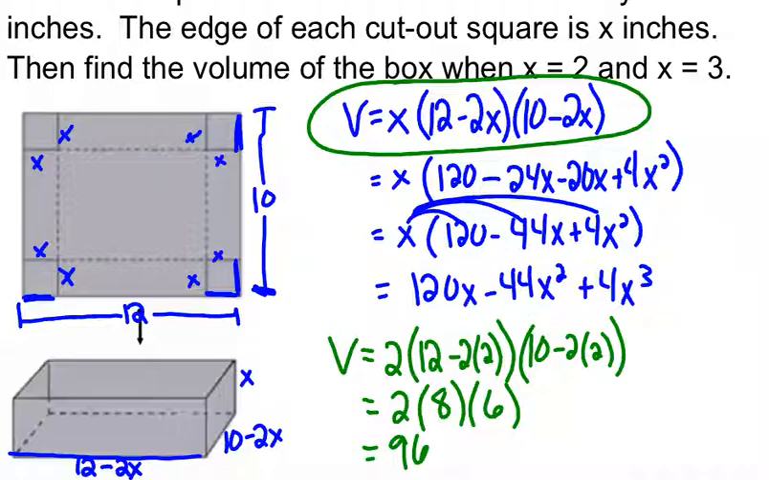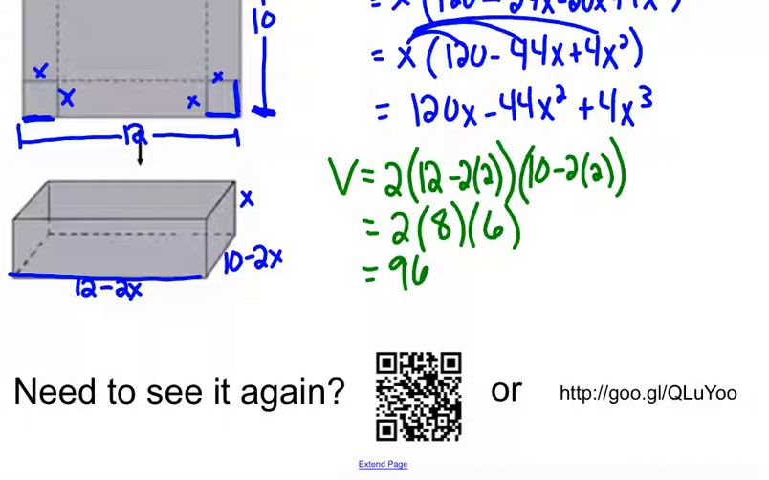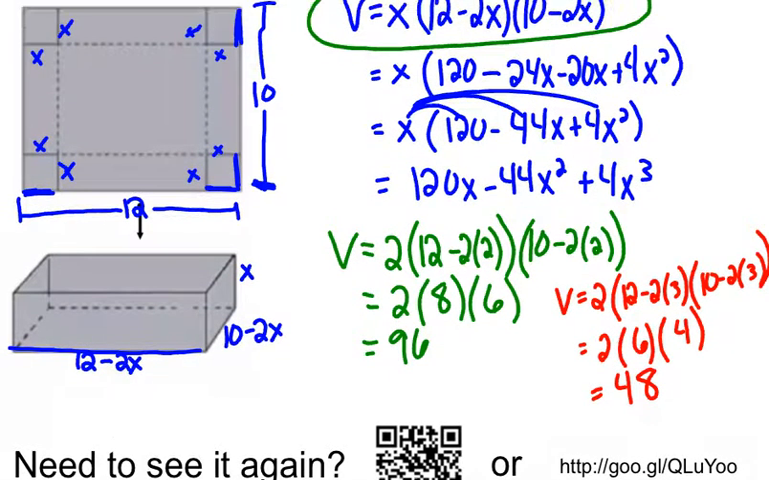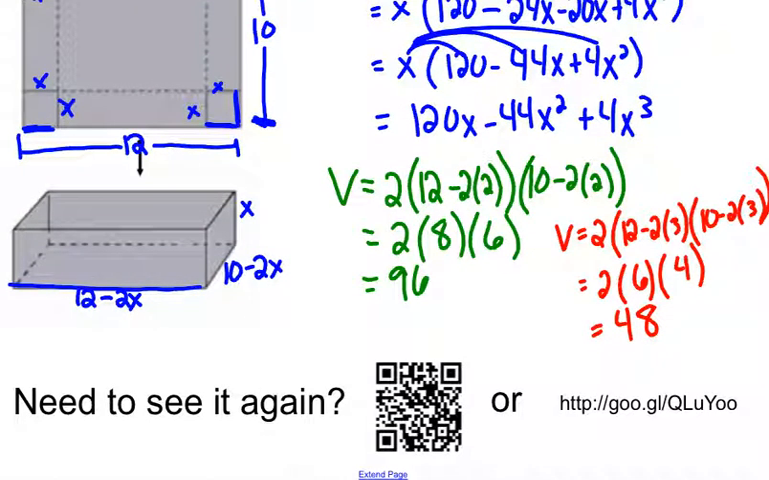Now I need more space, so we're going to have to squeeze this in. Now we want to find the volume when x is 3. So 2 times 12 minus 2 times 3, times 10 minus 2 times 3. All right, so this is going to be 2 times 6, and that's going to be 4. So the volume is 48. I don't even know what our units are. Are we in inches? Inches, yes, okay. So the volume is in cubic inches on both sides.